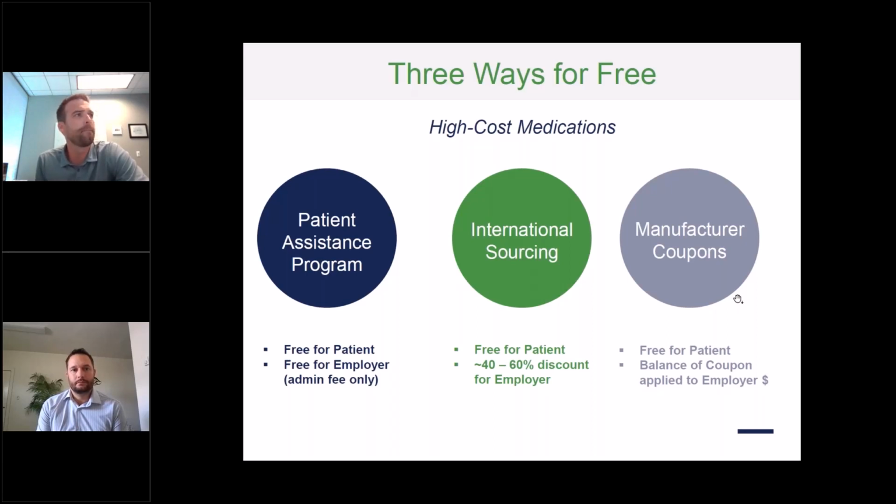An example is a $25,000 drug called Stelara that we had on one of our plans. The patient applied for patient assistance, was approved, and procured that $25,000 drug for free. We had a very small administrative fee, $500, to procure that drug. So the patient saved a huge copay because they were on a high deductible health plan, and the employer saved the remainder, which is $24,500 every time that script is filled.